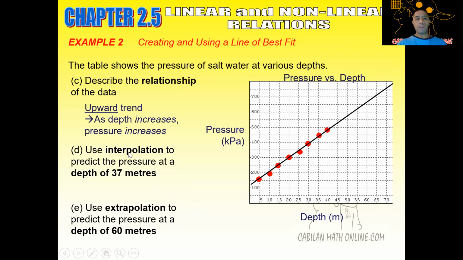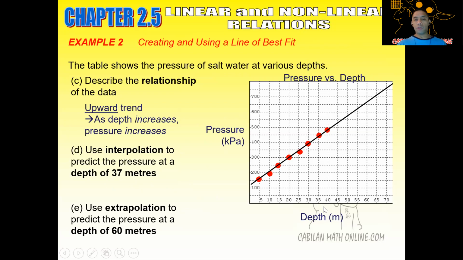All right, so question D, this is use interpolation to predict the pressure at a depth of 37 meters. Okay, so again, if you look at this word interpolation, remember interpolation means making a prediction within a set of given data. Okay, and what we want to do here is to figure out the pressure when you have a depth of 37 meters. So if you look at your little table over here, notice we have 35 and we have 40. So 37 is somewhere in between.